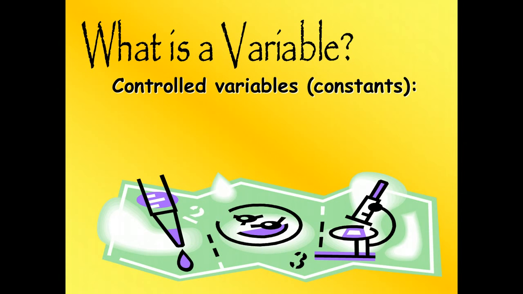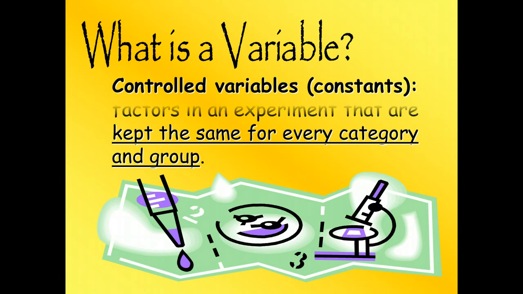The final type of variable are controlled variables, and usually there are many of these in an experiment. These are factors in an experiment that are kept the same for every category and group. That way you know when the experiment is over, if there was a difference in results between the control group and the experimental group, you know it was because of the variable you changed, not because of any other random thing.